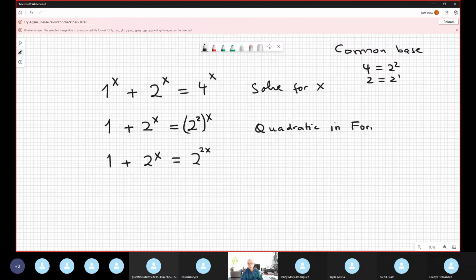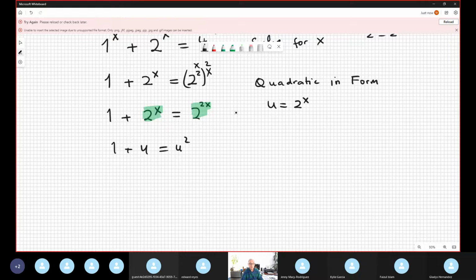How do you know? Because we have one expression, and you have another expression squared. It's an exponent 2, no? Because you put the x here and the 2 here, it's the same, no? 2x. And you declare u substitution 2 to the x. Always the smaller exponent. So 1 plus u equals u squared. Wow, easy. Quadratic equation. Let me write the quadratic equation in standard form.